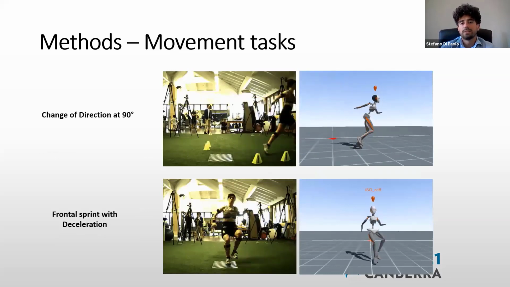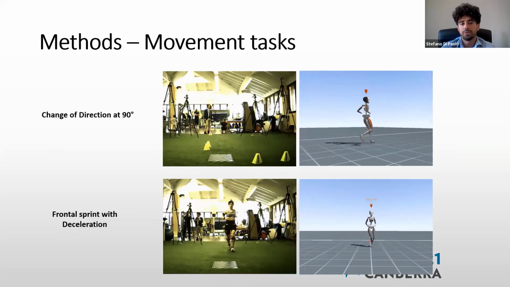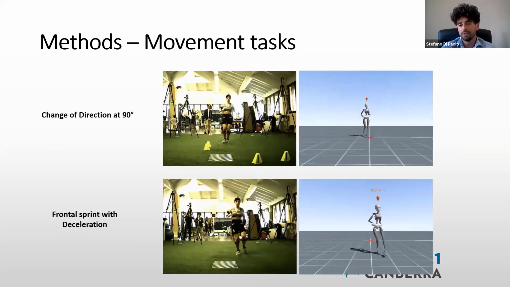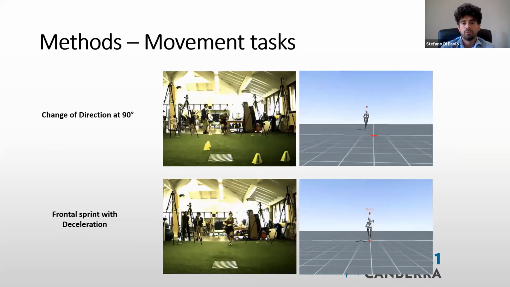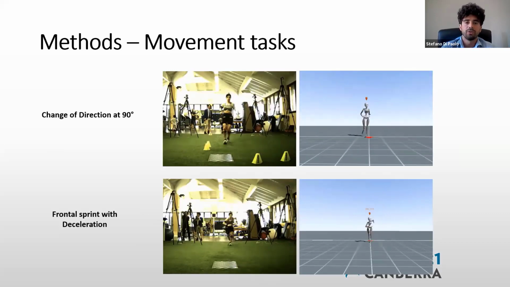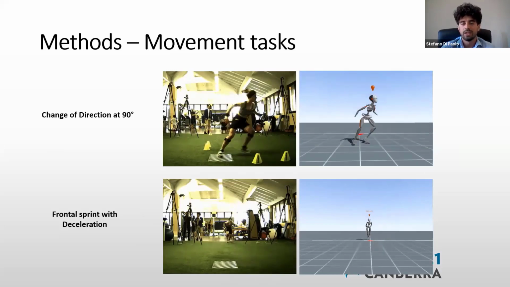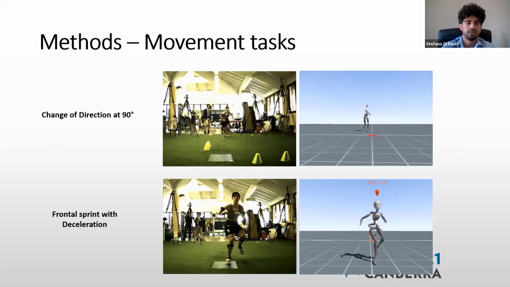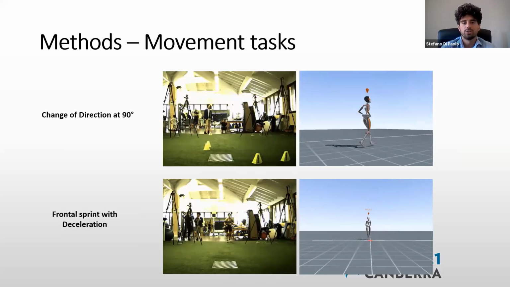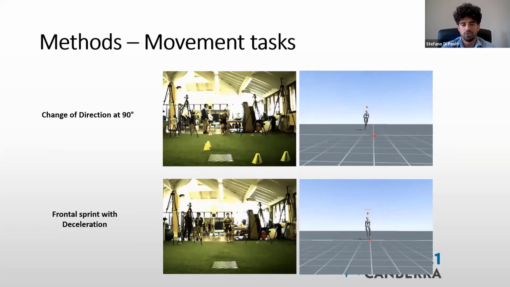The movement tasks that we investigated were a change of direction at 90 degrees and a frontal sprint with deceleration. Both movements were analyzed in a specialized laboratory equipped with artificial turf and are movements commonly found in pivoting sports. And also, as literature recently underlined, these are two of the main situational patterns for anterior cruciate ligament injury.